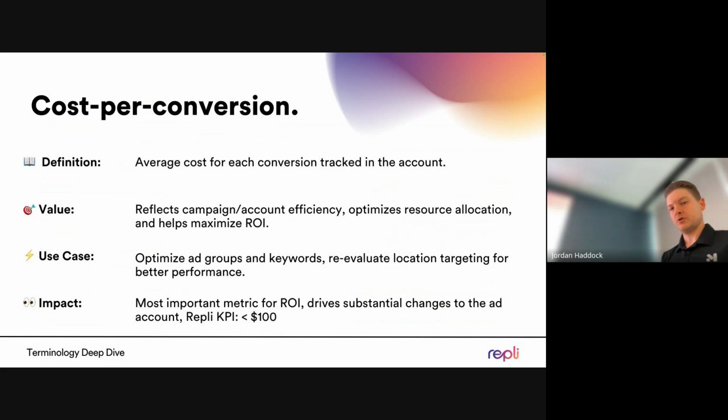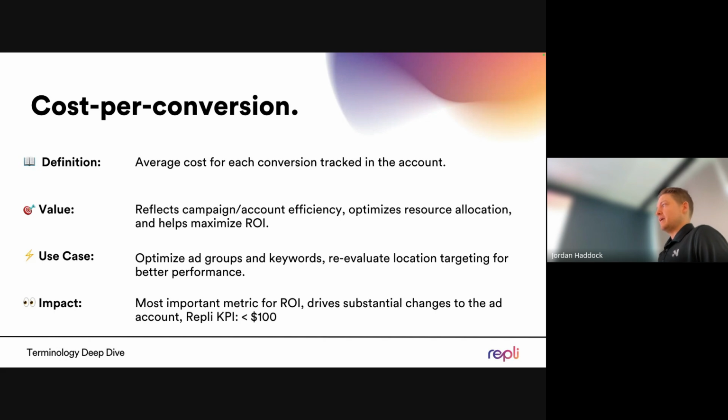So we'll jump next into cost per conversion. Again, really important metric and one that we utilize to optimize our campaigns in general, both on Google and on Meta as well. So it's the average cost for each conversion tracked in the account. So it's directly related to how many conversions we're gaining from the budget that we currently have allocated. In general, it reflects the overall efficiency of an account and also reflects the efficiency of a campaign as well.